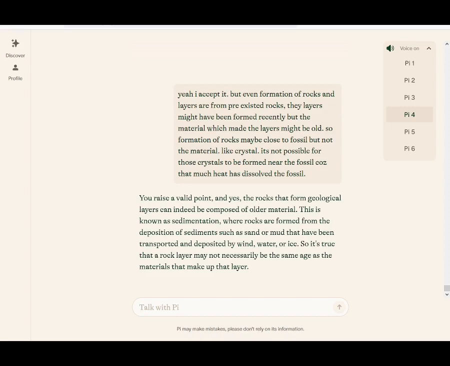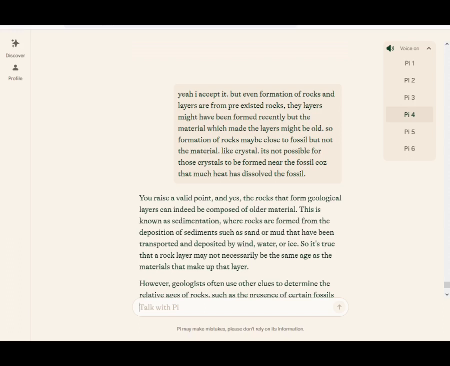You raise a valid point, and yes, the rocks that form geological layers can indeed be composed of older material. This is known as sedimentation, where rocks are formed from the deposition of sediments such as sand or mud that have been transported and deposited by wind, water, or ice.